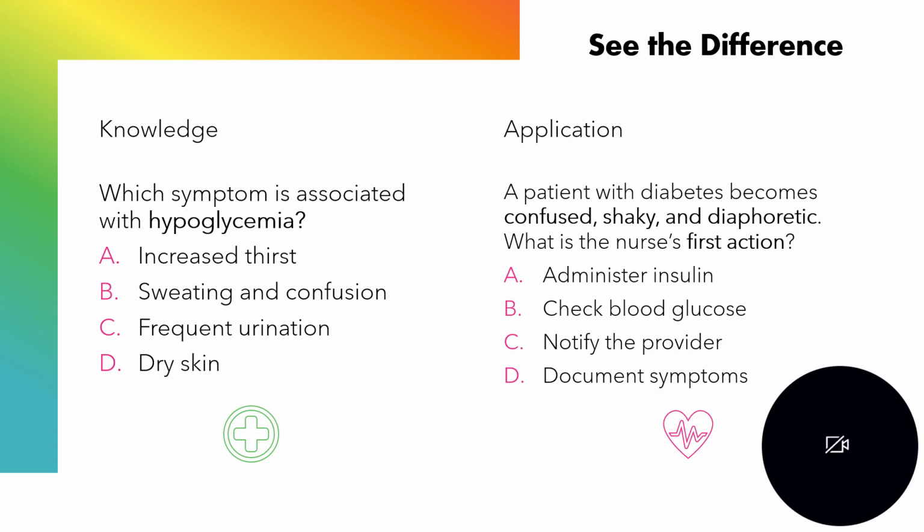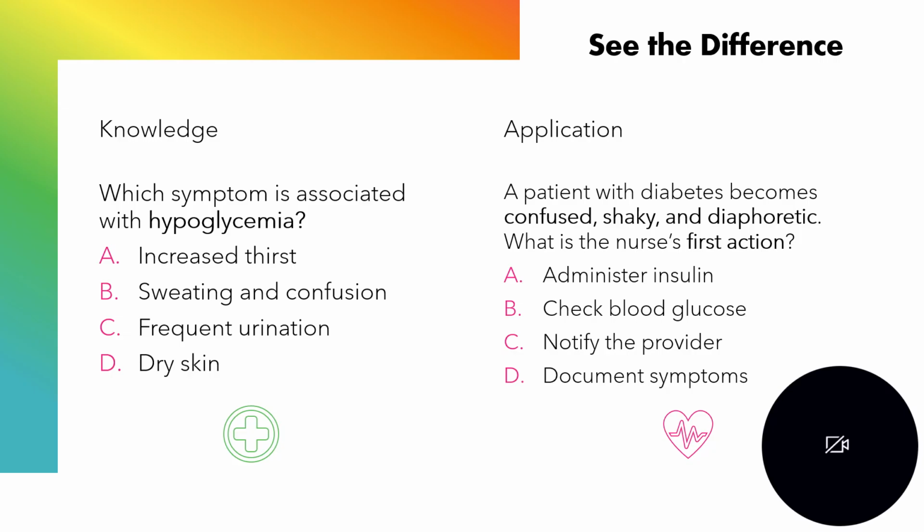Let's do one more so we can see the difference again. This is going to be an example involving diabetes, so something a little bit different. The knowledge question asks, which symptom is associated with hypoglycemia? Is it going to be increased thirst, sweating and confusion, frequent urination, or dry skin?